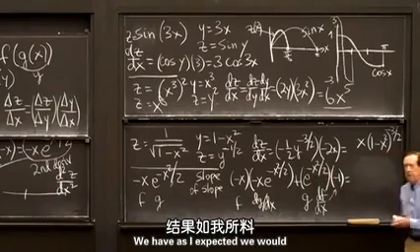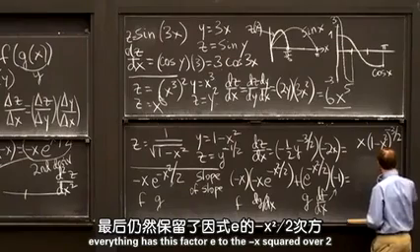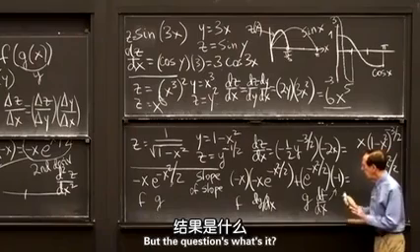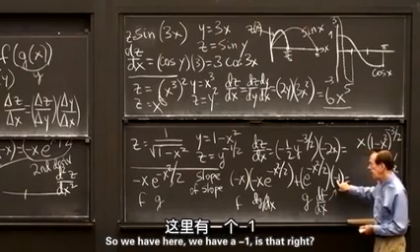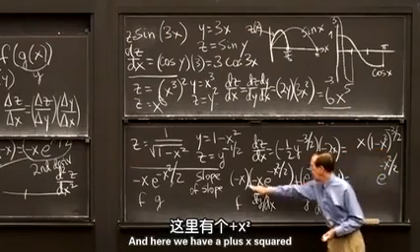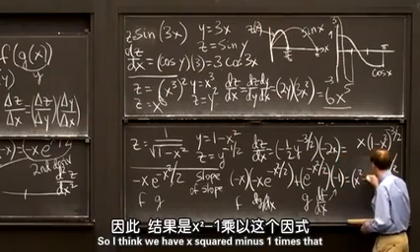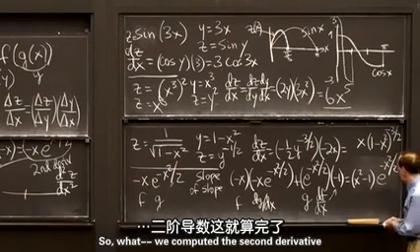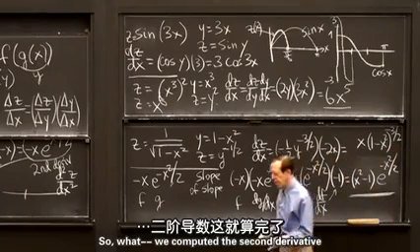We have, as I expected we would, everything has this factor e to the minus x squared over 2. That's controlling everything. But the question is, what's it? So here we have a minus 1, is that right? And here we have a plus x squared. So I think we have x squared minus 1 times that. Okay. So that's it. So we computed a second derivative.